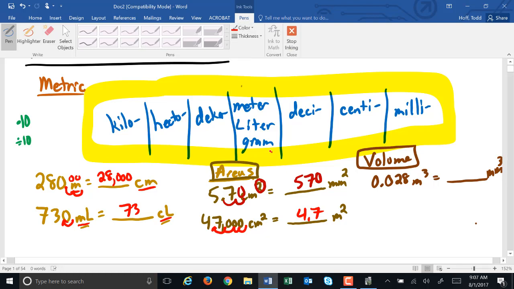on my chart, going from meters to millimeters is 3 spots to the right. But it's not meters or square meters even, it's cubic meters to cubic millimeters. That power of 3 means each spot on the chart is how many decimal places? 3, right? Because it's cubed. So it's 3, 6, 9 decimal places that the decimal point has to move. So we go 1, 2, 3, and then we have to add zeros, 4, 5, 6, 7, 8, 9. So that is 28 million millimeters cubed.